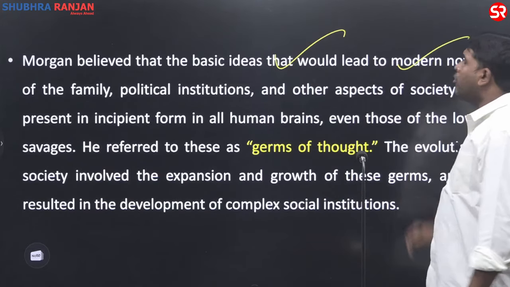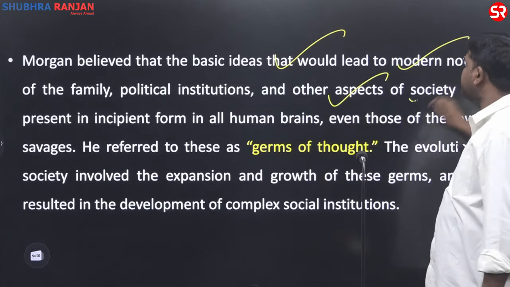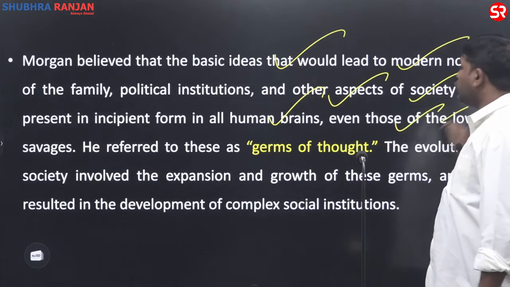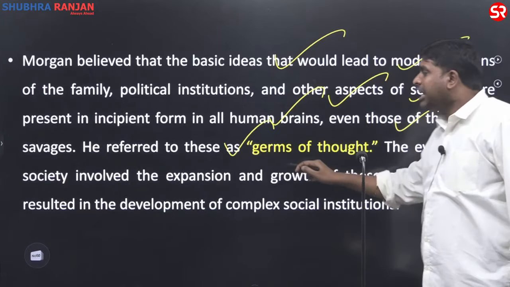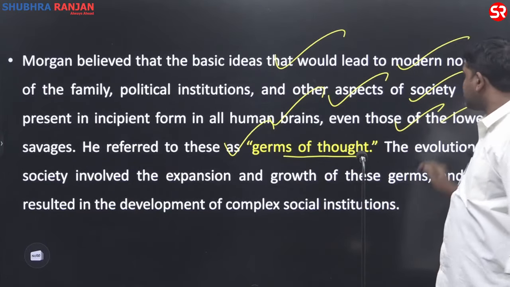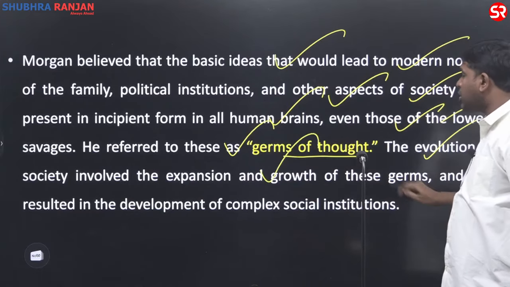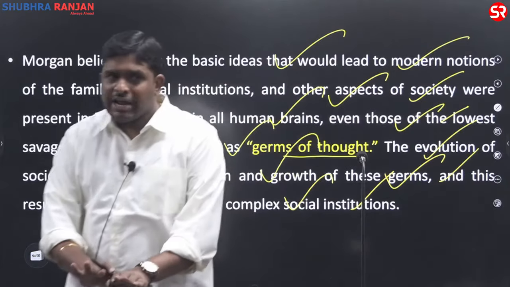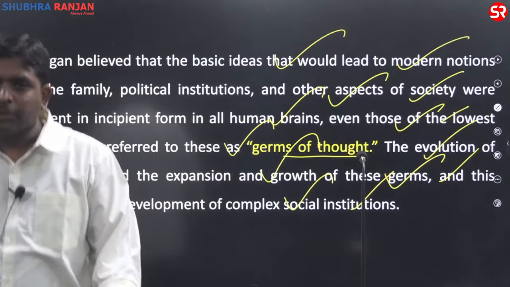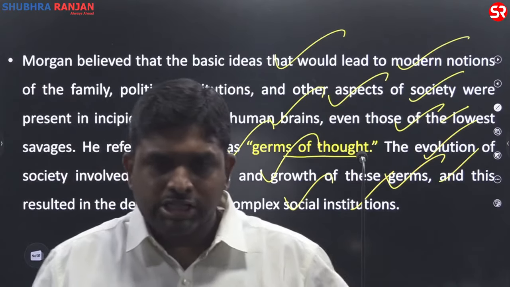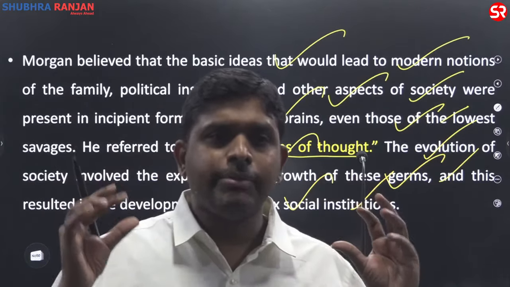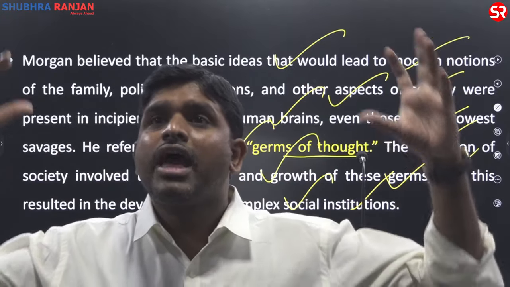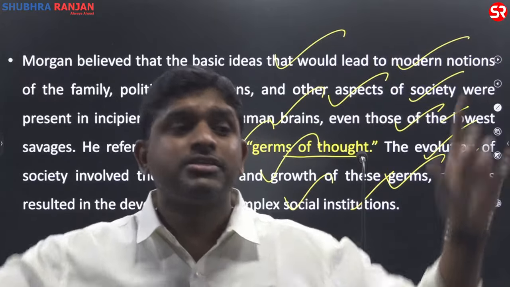The basic idea that would lead to modern notions of family, political institutions and other aspects of society was present in incipient form in all human beings, even those of the lowest stages, savages. He referred to those as germs of thought. The evolution of society involved the expansion and growth of the germs, and this resulted in the development of complex institutions. When man was in savagery, his germs of thought were limited. As man evolved and became barbaric, his germs of thought increased. As man evolved, his thought process increased.